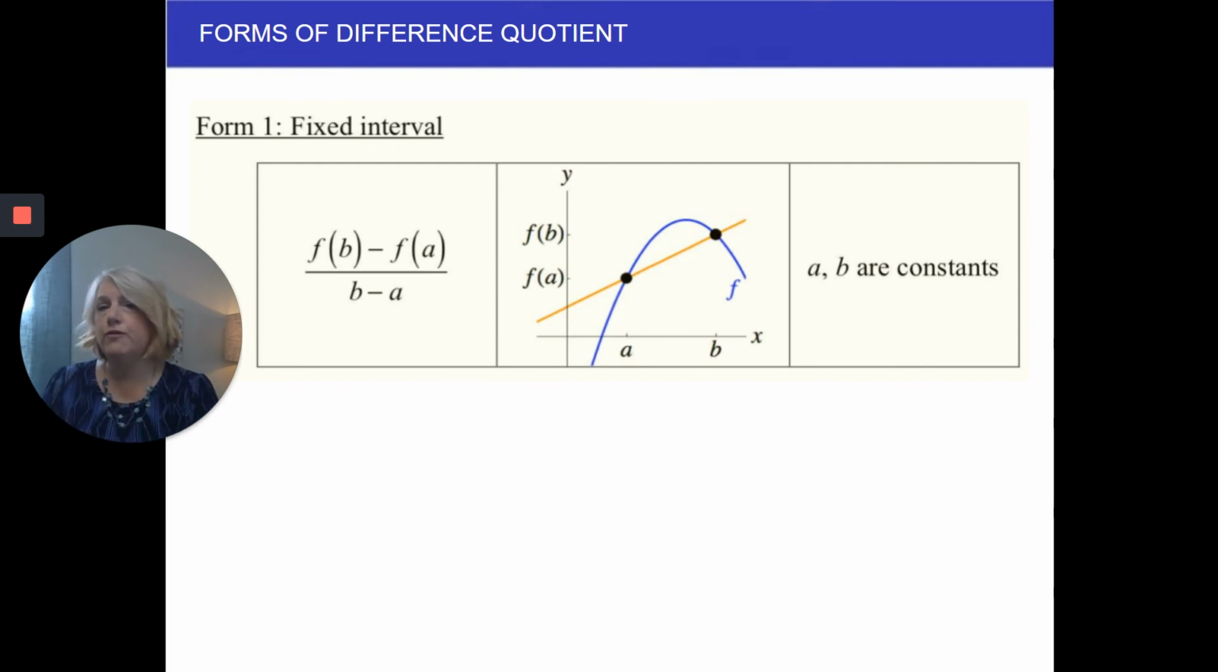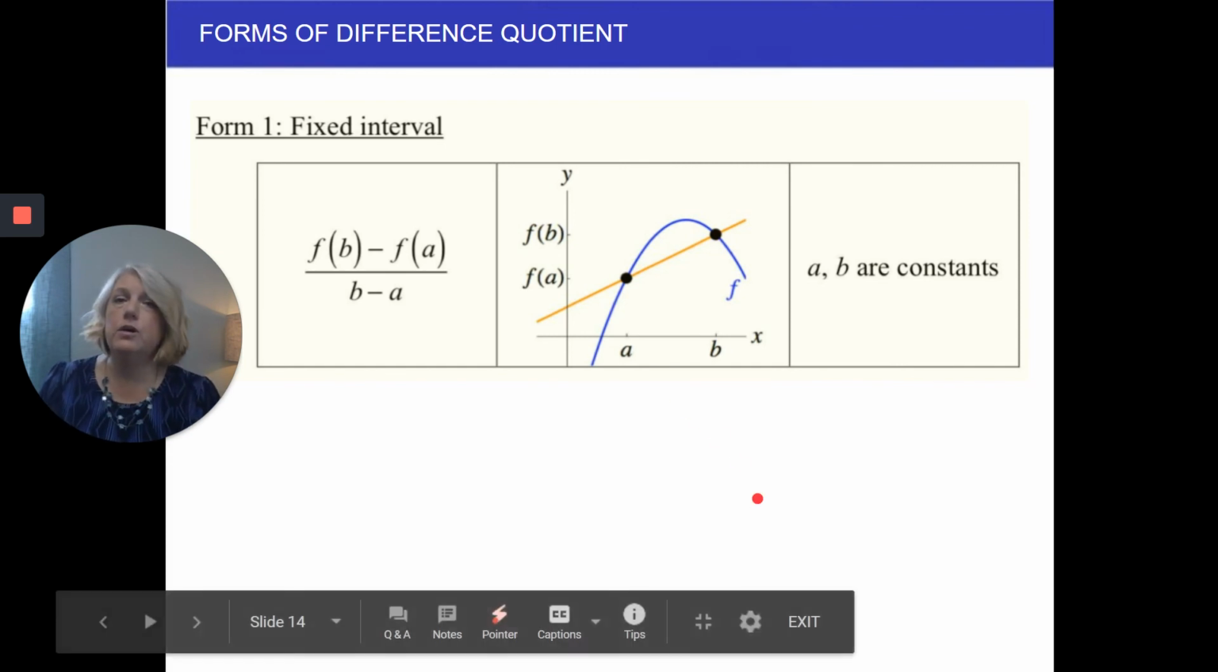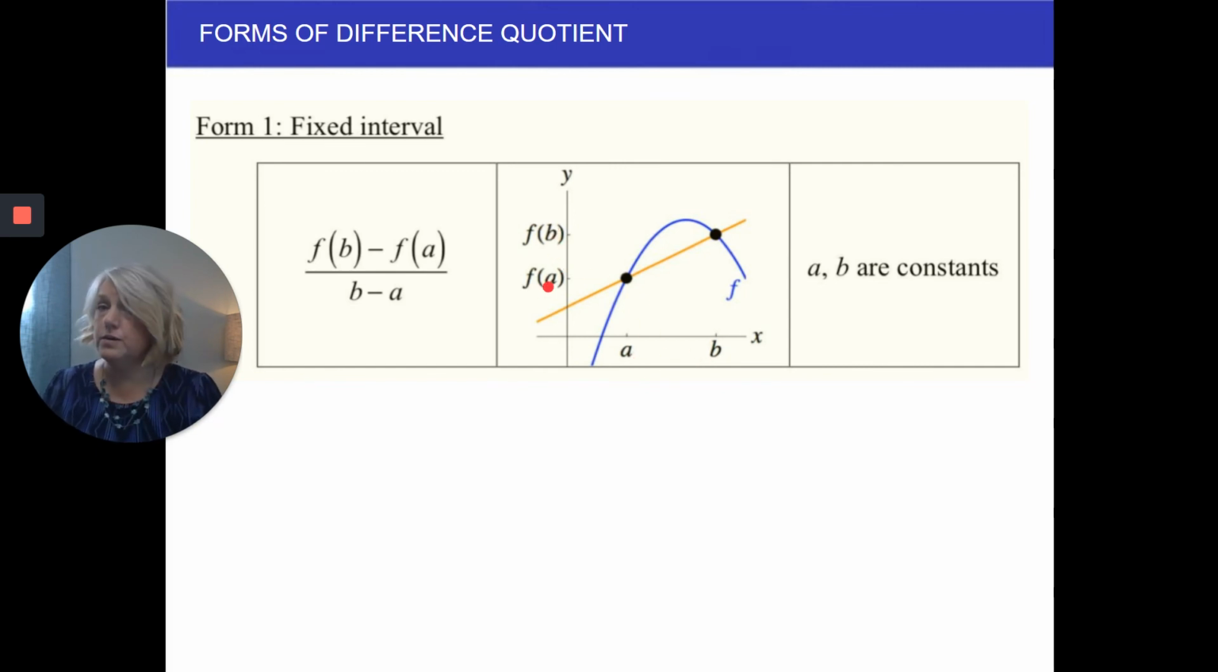Now, there are 4 forms of this difference quotient that we're going to be using that you should be familiar with. The first one is the one we just used, and that one is one where you have a fixed interval. You're going to know the x values of a and b, and you're going to know the y values of b and a, or if you don't know them, you're going to have a function formula, a graph, or a table where you can get those values from.